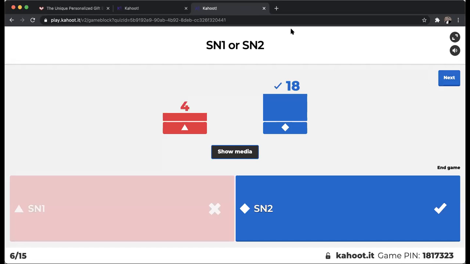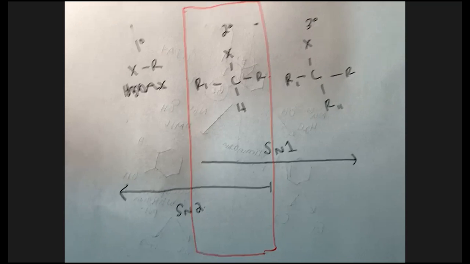Let's stop here. We can continue Kahoot maybe tomorrow or something, because I think we need to just do some examples of this, okay?